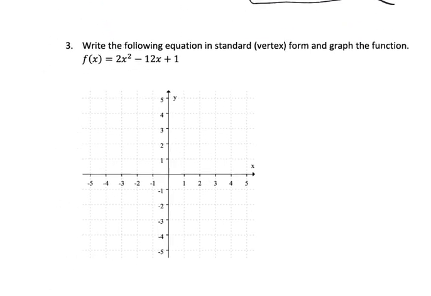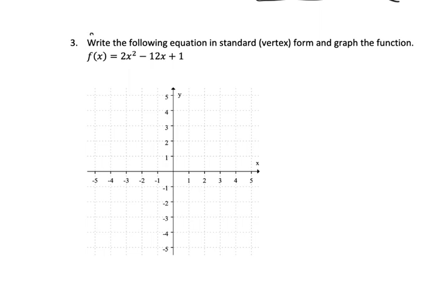All right, question 3. This is from section 3.1. So writing this in vertex form, first thing I would do is subtract 1. And then also factor out a 2. And then where the 1 used to be, there's a blank spot now. This is where we complete the square.